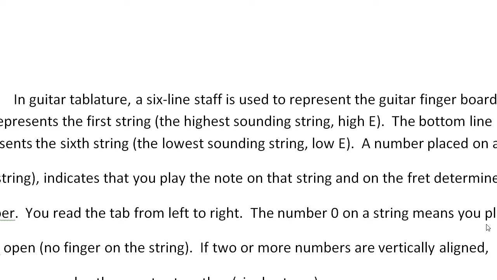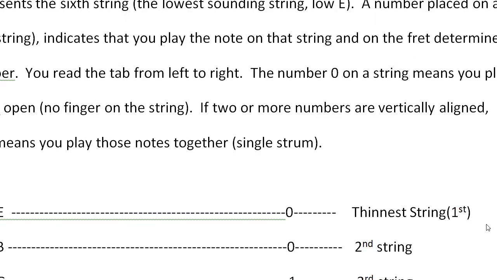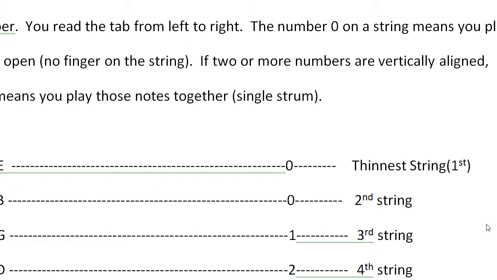If 2 or more numbers are vertically aligned, that means you play those notes together. Okay, so it could be just a quick strum. It could be 2 notes, or it could be several notes. It could represent a chord. Okay, so I have an example here of what the general tab looks like.